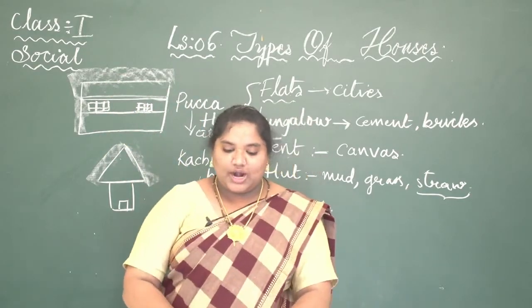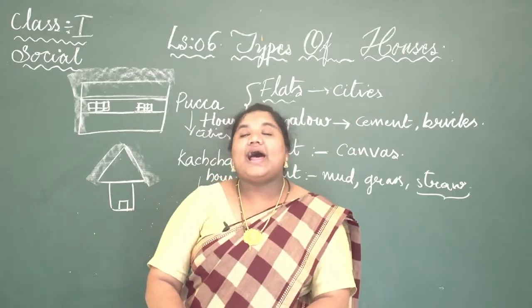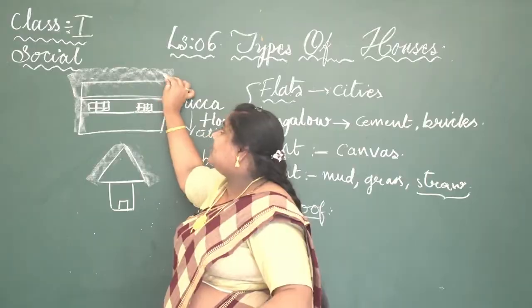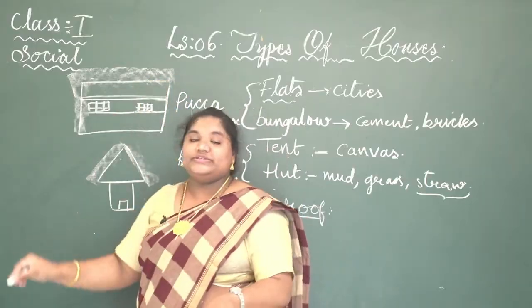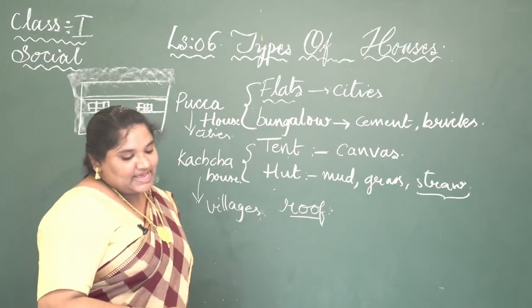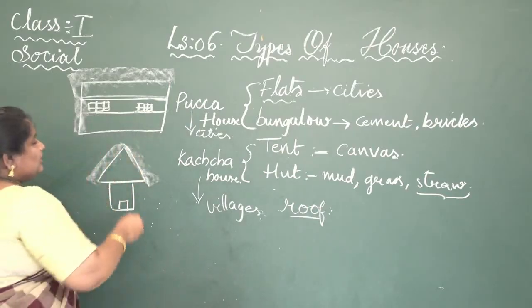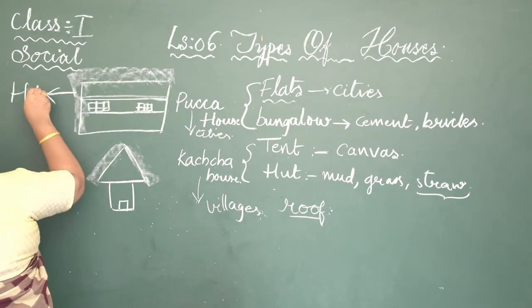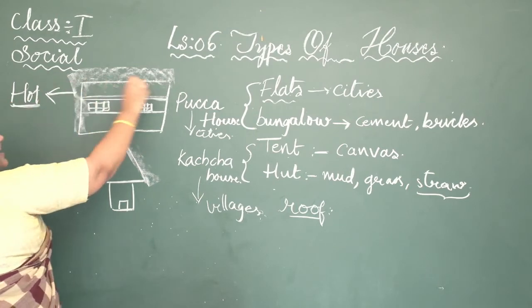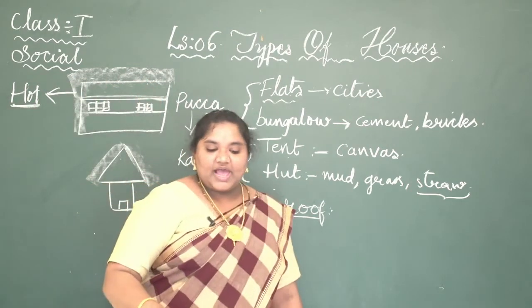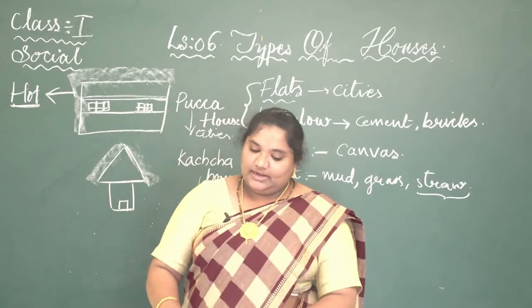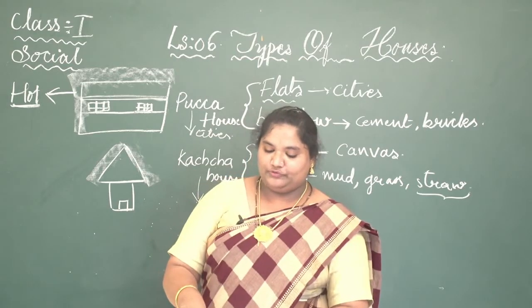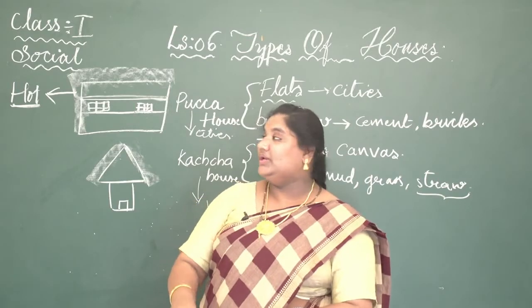Houses in hot places have flat roofs. So where do you see flat roofs, sir? Flat roofs are mostly seen in the places where the weather is hot. Where the weather is hot, you see flat roofs. And houses in rainy or snowy places have sloping roofs. The rain and snow slide down easily.